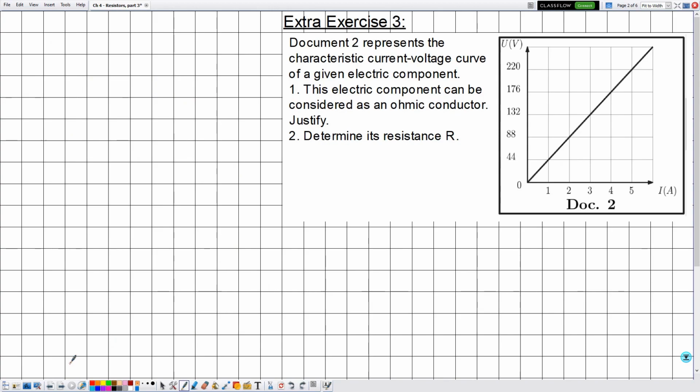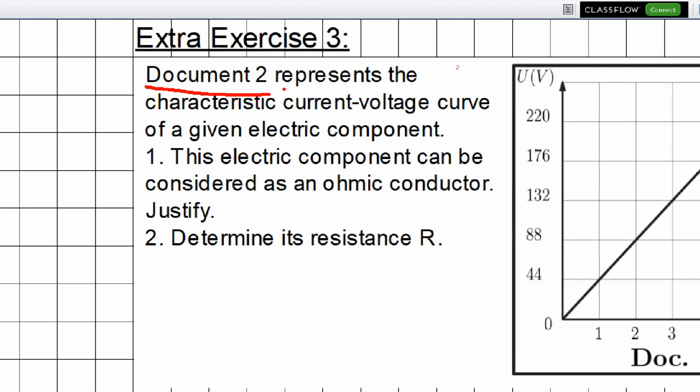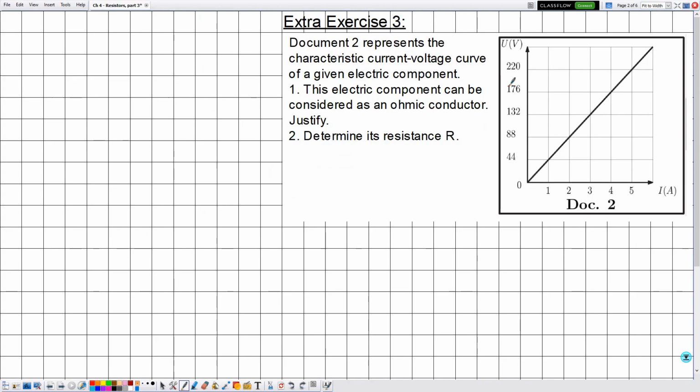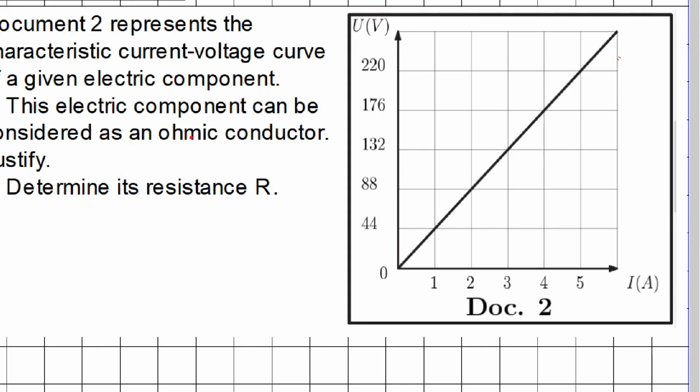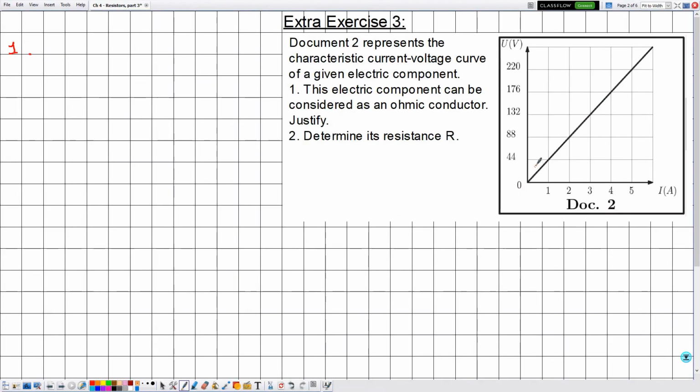Now as for extra exercise number 3, they are telling me document 2. They mentioned the document, now we can use it, it represents the characteristic current voltage curve of a given electric component. Now in number 1, they are telling me this electric component can be considered as an ohmic conductor, justify. So by ohmic conductor it means a resistor. And the nature of the electric component can be determined by referring to the shape of the curve plotted in the current voltage system. Notice that it's a straight line passing through the origin. Then the nature of the electric component is a resistor. So this is the justification.